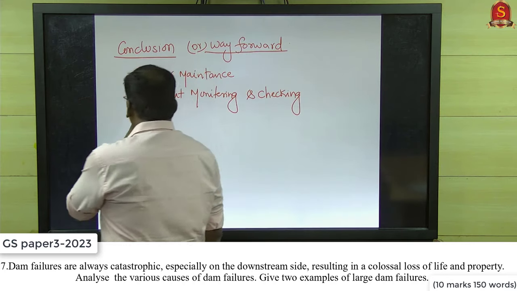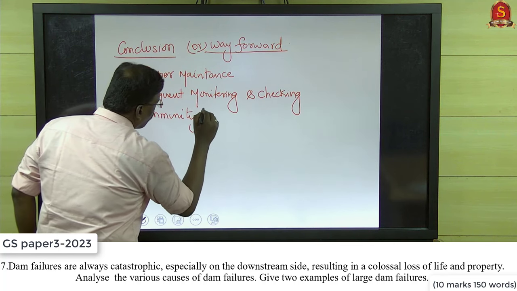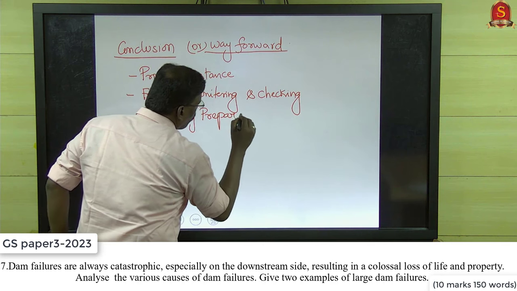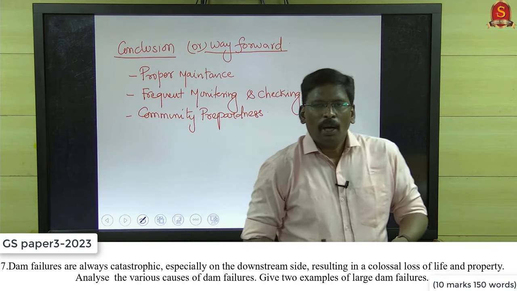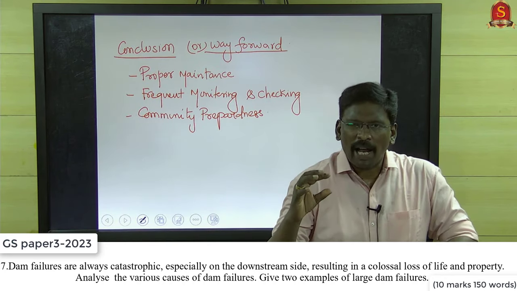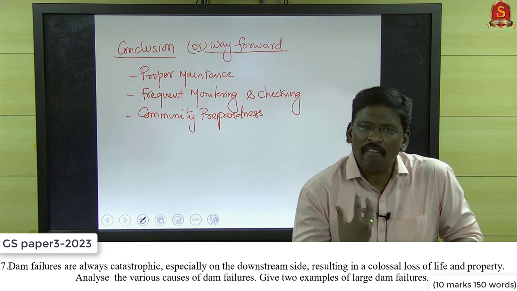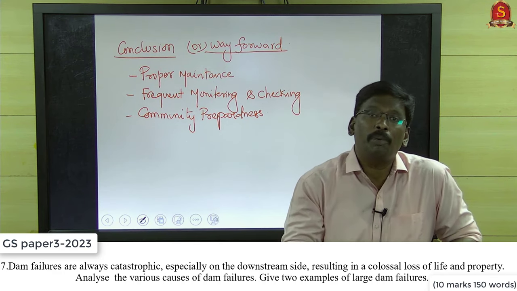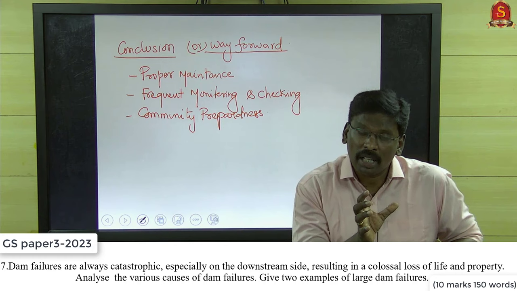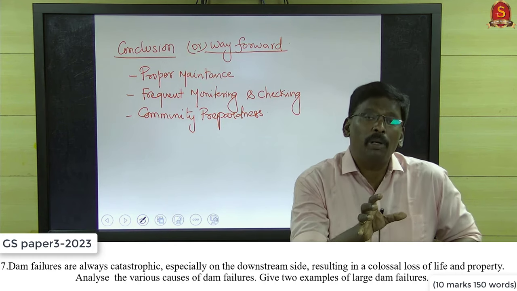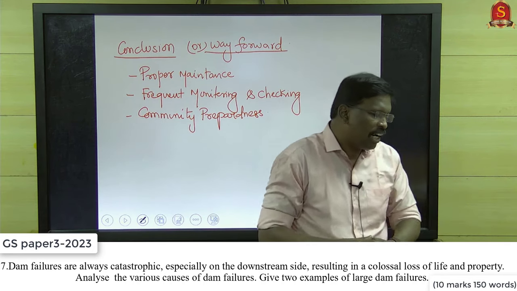We have to prepare the community also, that is community preparedness. Because when the dam is busted out, or the dam is in a bad or very dangerous condition, we have to evacuate the people and bring awareness to the people in the nearby area. So we have to prepare the civil society and also the community of people who are present in and around the region of the dam or the peripheral regions of the dam.